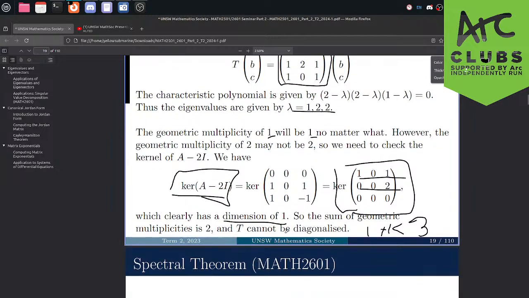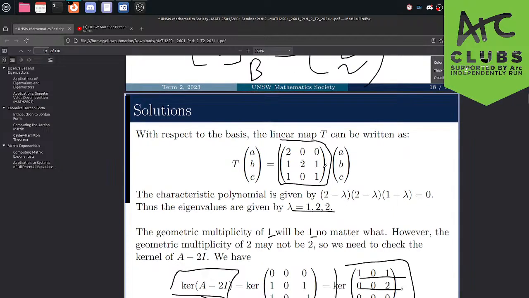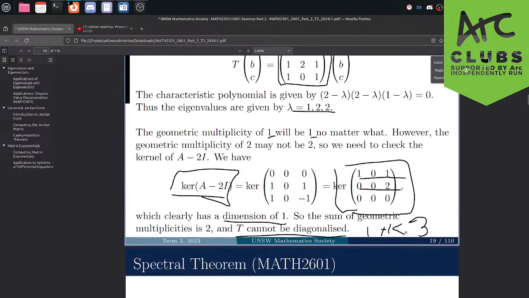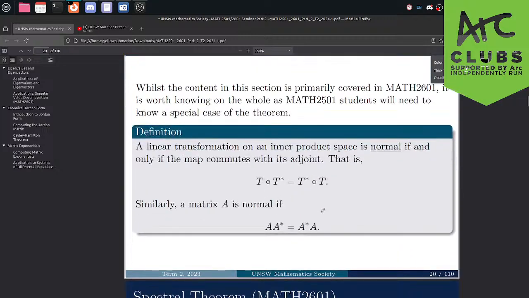Yeah, so we say T cannot be diagonalized because this basis here shows us the eigenvalues, the eigenspaces, and the dimensions of the eigenspaces, and it shows us we can't diagonalize it. Cool.